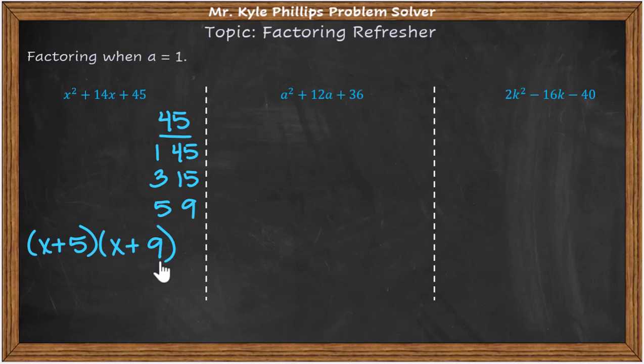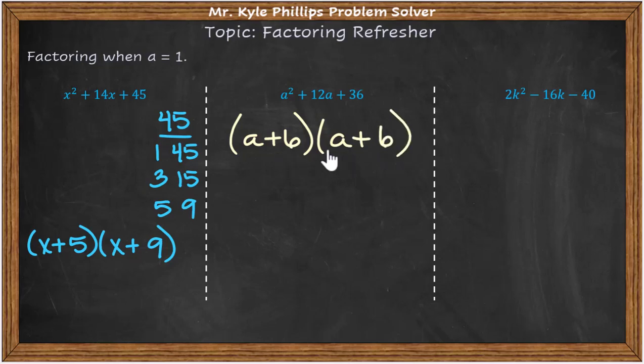So that's going to be the train of thought. You're always looking at the multiples of the last term. Okay? So 36, multiples of 36 that I can use and combine and get 12. That's going to be 6. So here I could say that this is going to be a plus 6 times a plus 6.